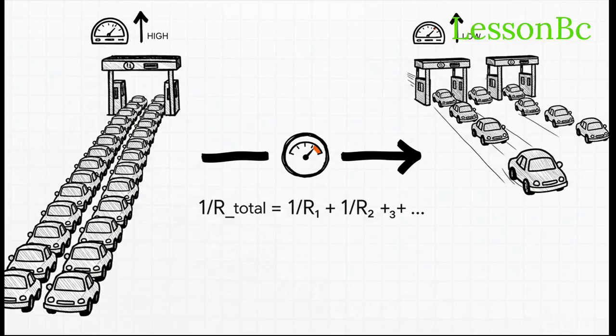Now think about that for a second. We added a second resistor, but the total resistance went down. It was cut in half. How is that possible? Well, you've opened up more lanes for the traffic to flow, making it easier for the overall current to get through.